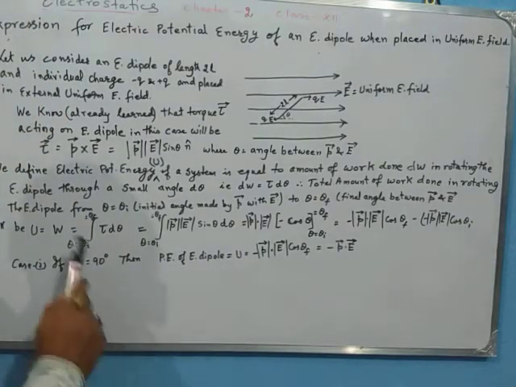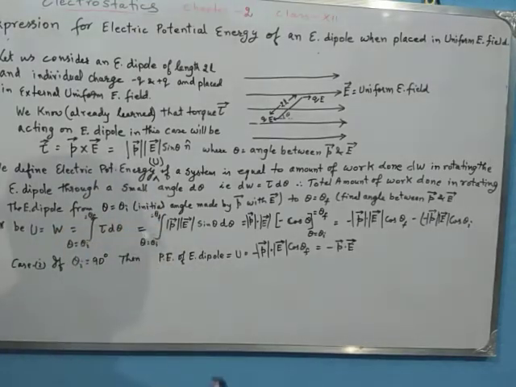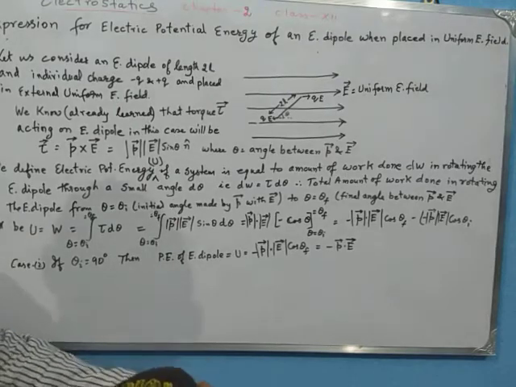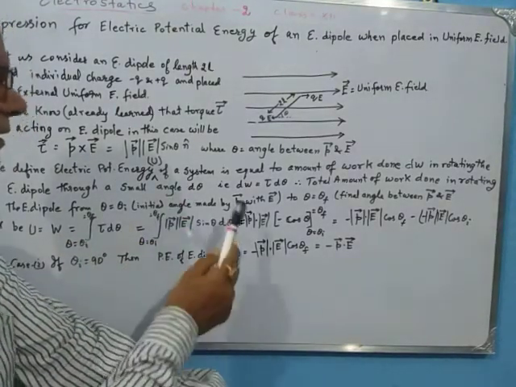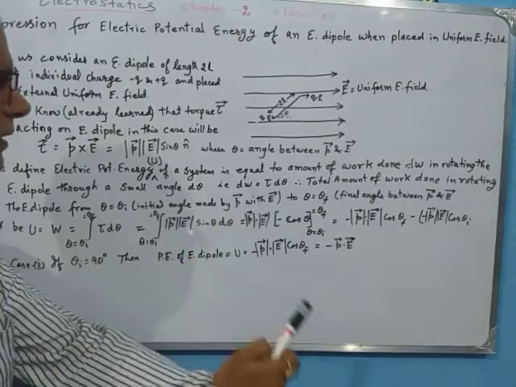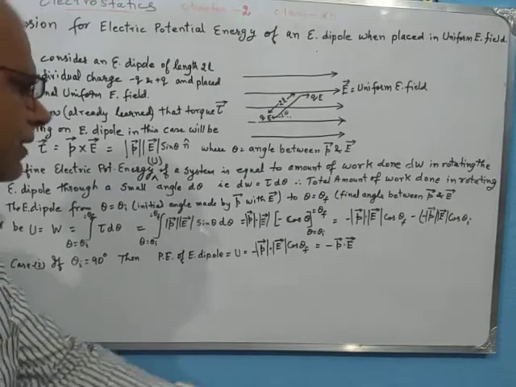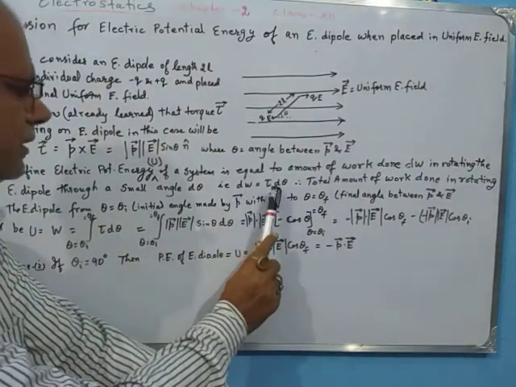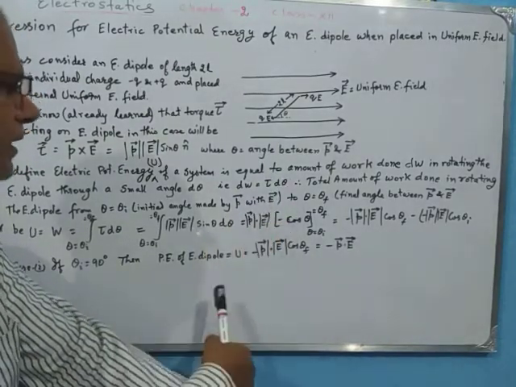But here we want to find the electric potential energy, which is a scalar quantity, because it is the amount of work done in rotating the electric dipole through a small angle d theta. Therefore, the amount of work done dW is equal to tau d theta, as we have learned in class 11. So this is the work done when the dipole is rotated by an infinitesimal angle d theta.